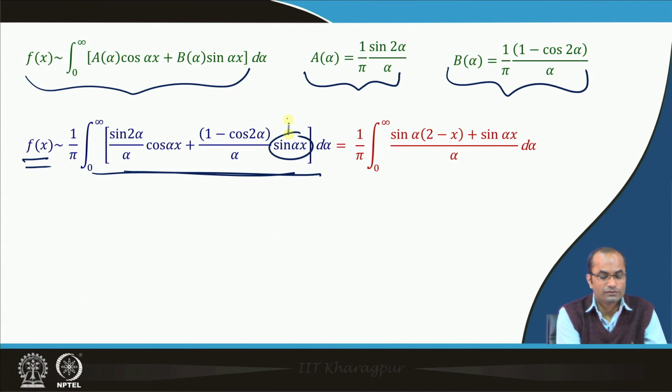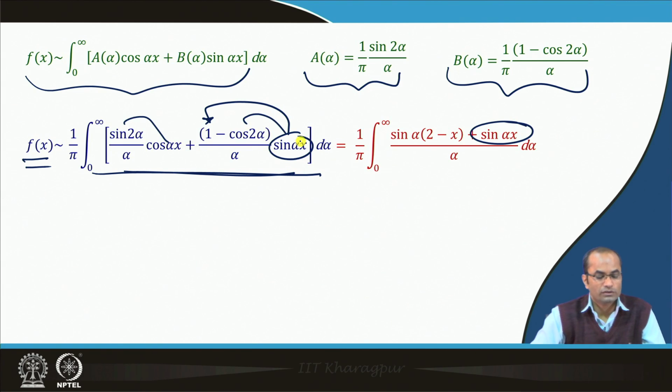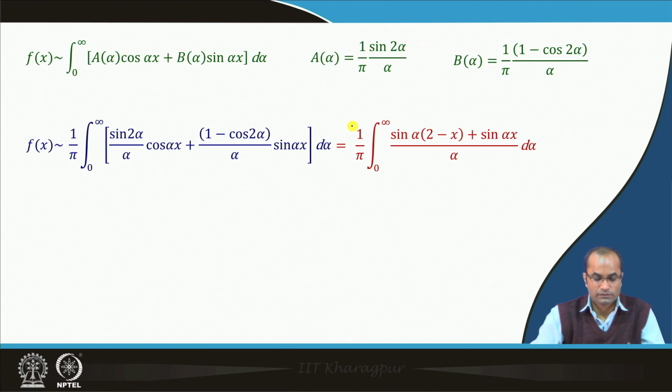So, this sin alpha term is a single term which will remain there, and then we have sin a cos b, and then this cos a sin b term, which can be merged into this sin a minus b type of identity. So, here we have now in the compact form sin alpha 2 minus x sin alpha x over alpha d alpha, that is the integral representation of the given function.